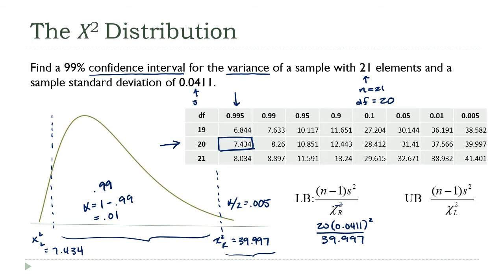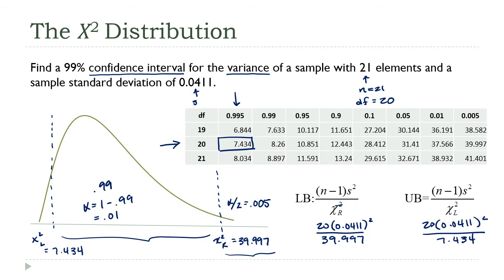Right, not squared. Please remember that the 2 in that chi-squared is not an exponent. Don't try to square things. Don't try to take a square root. It's just 39.997, almost 40. Then for the upper bound, it's almost the same thing: 20 times 0.0411 squared over the lower bound, 7.434.